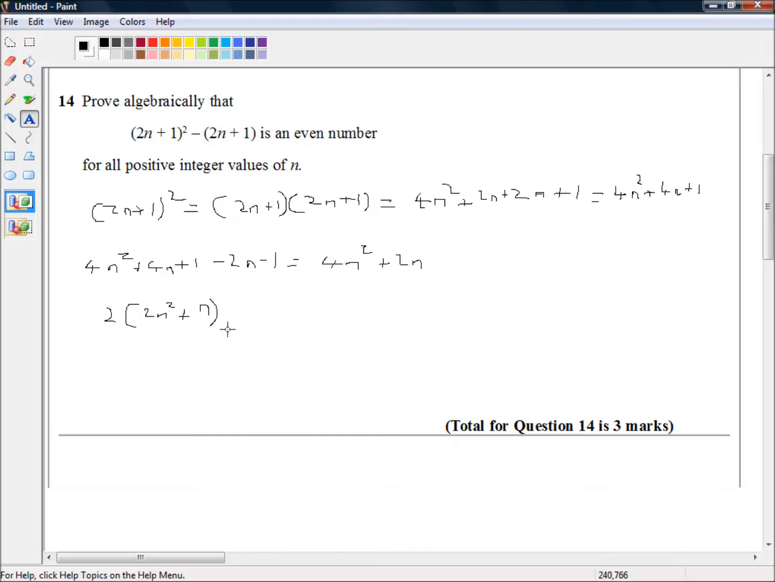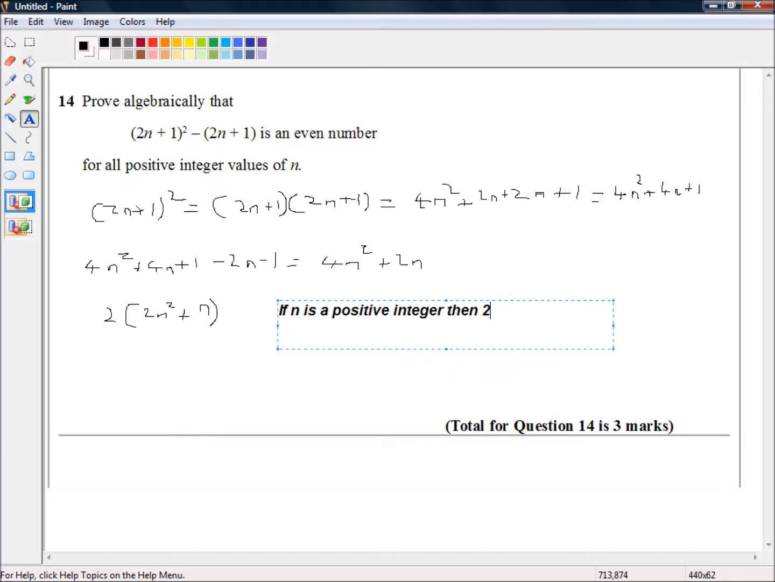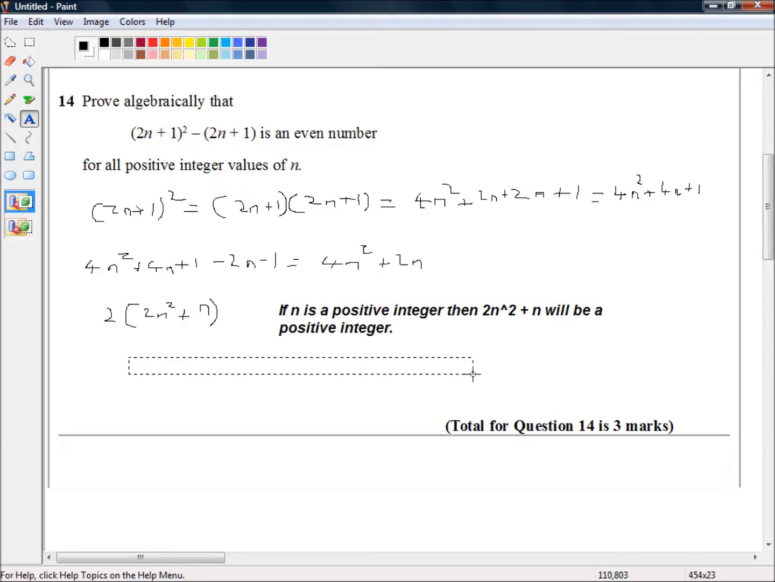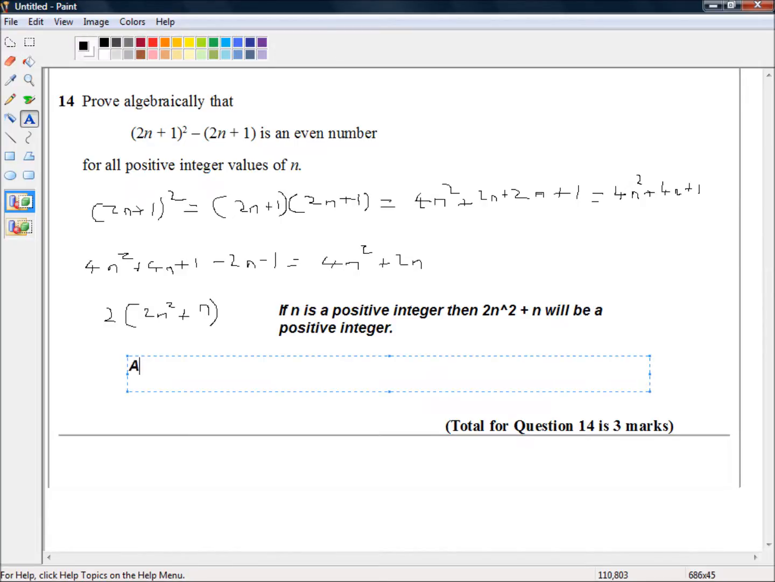So I'm going to write if n is a positive integer, then 2n squared plus n will be a positive integer. And then I'm going to say any positive integer when multiplied by 2 must by definition be even.